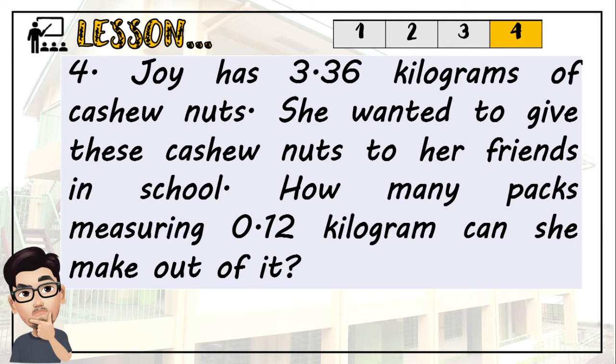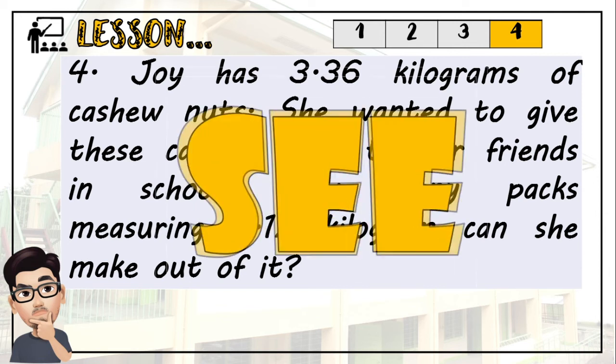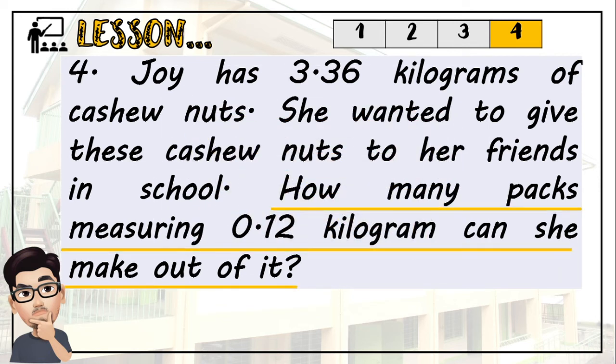Now, let's apply it to a word problem like this. So Joy has 3 and 3600 kilograms of cashew nuts. She wanted to give these cashew nuts to her friends in school. How many packs measuring 1200 kilograms can she make out of it? So if we will look at the word problem, ilang pack 12 kilograms can she make from that 3 and 3600 kilograms of cashew nuts?